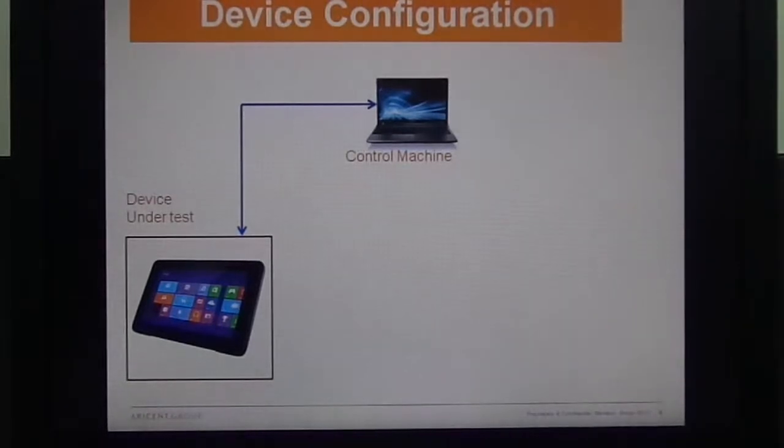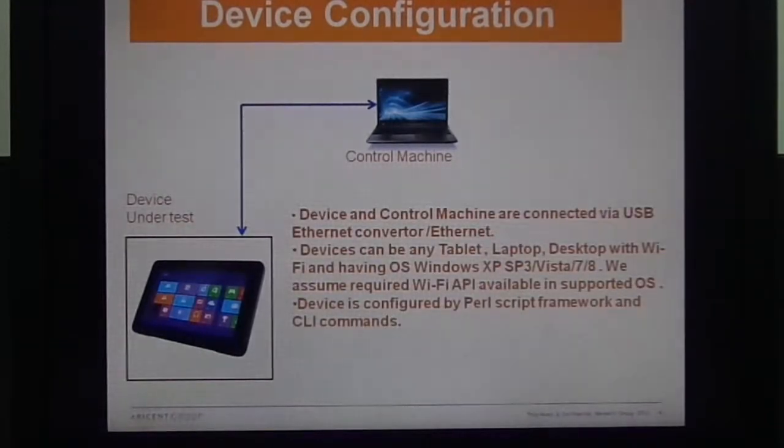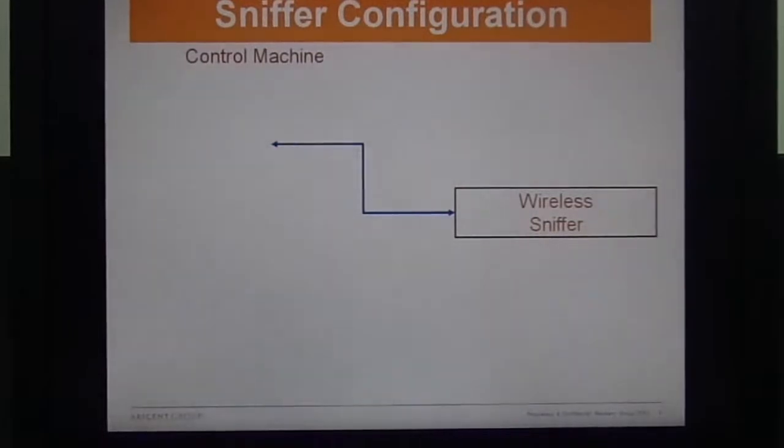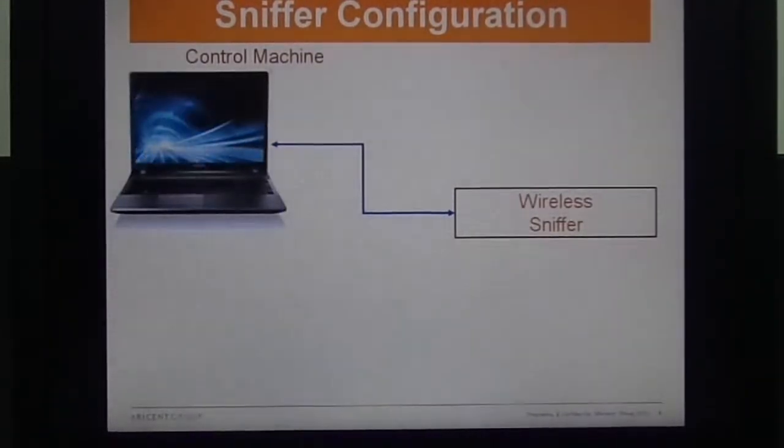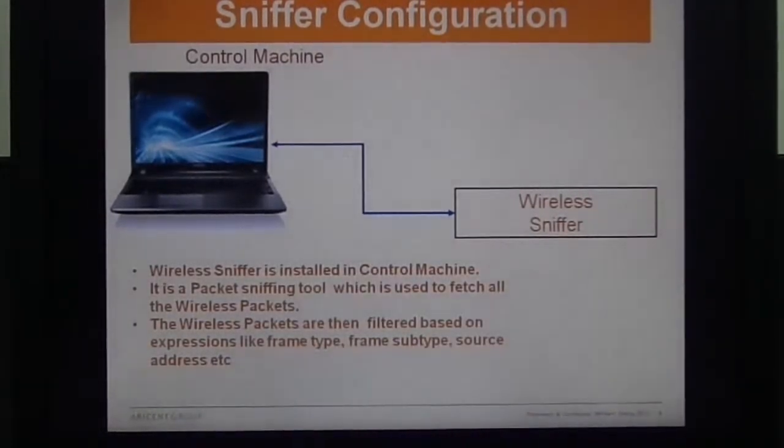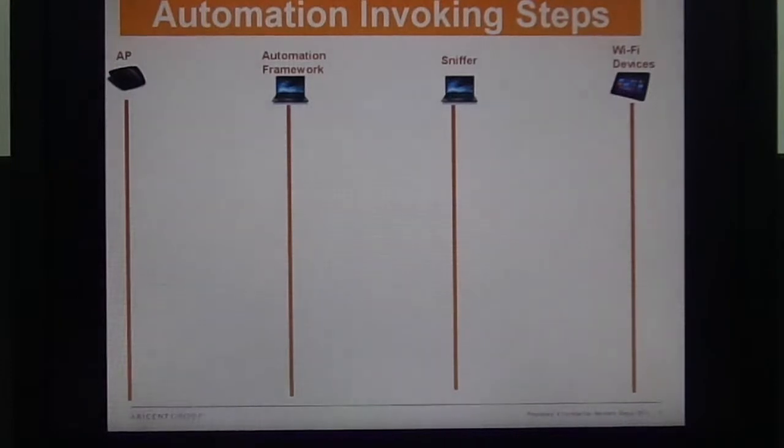Now we have the device side configuration. Here I am using a utility for configuring the device side Wi-Fi parameters. The device can be any tablet, laptop, or desktop which is Wi-Fi enabled, and it must have an operating system of Windows XP SP3 or a later version. And the wireless sniffer, as I already mentioned, is present on the control machine, which is used to capture all the wireless packets.